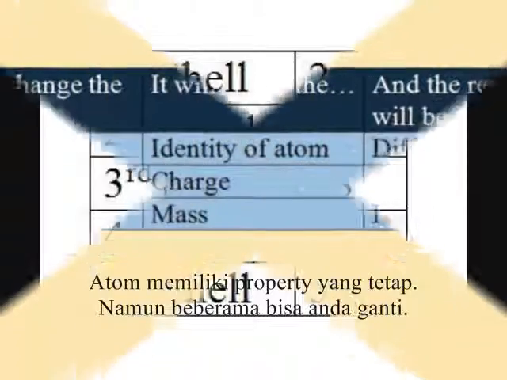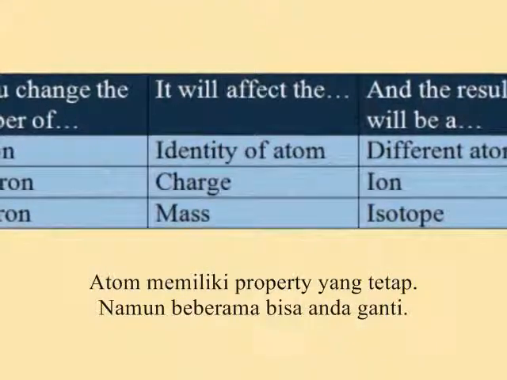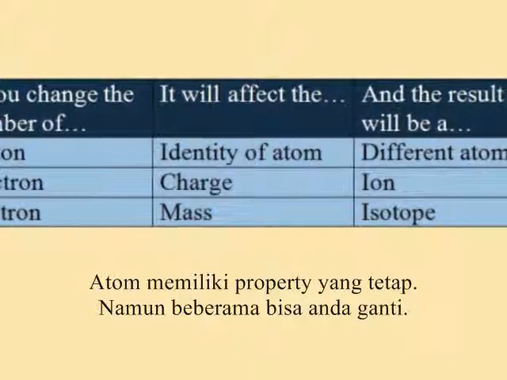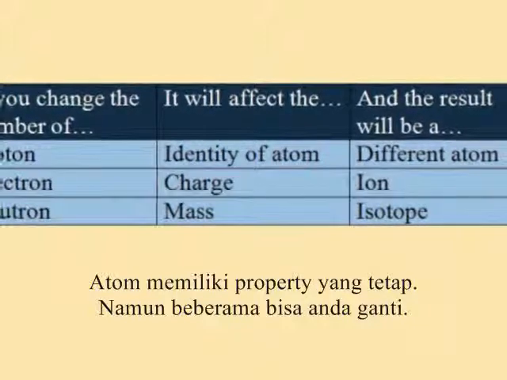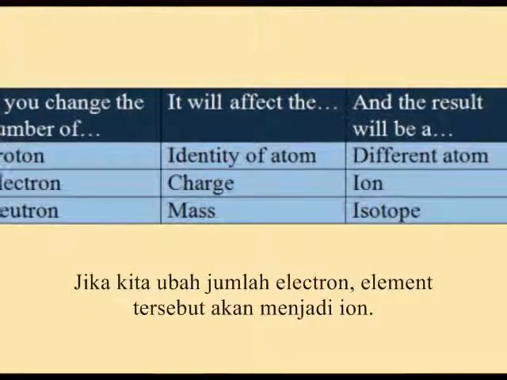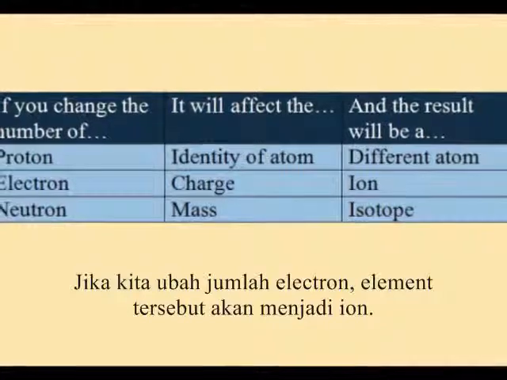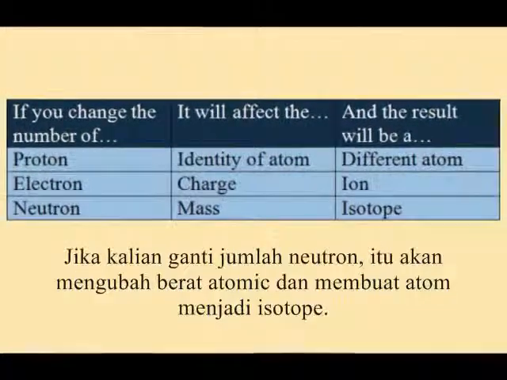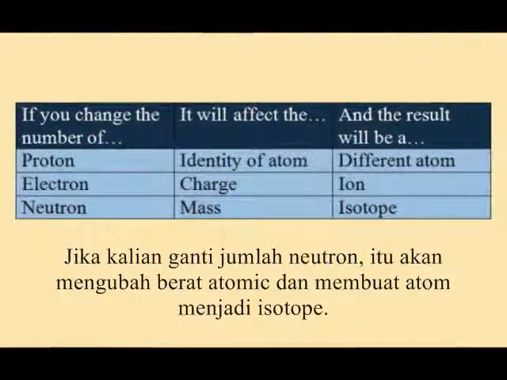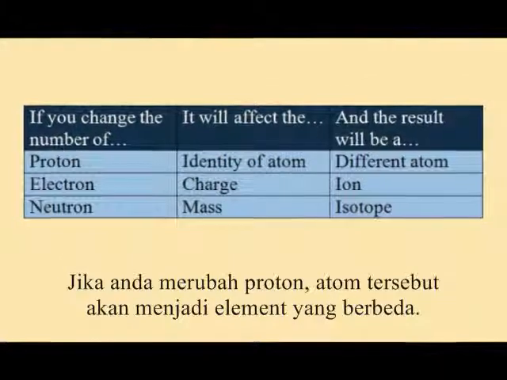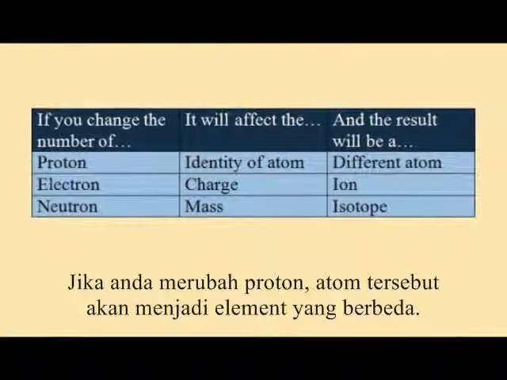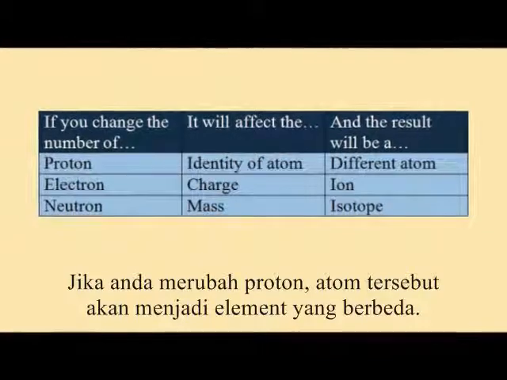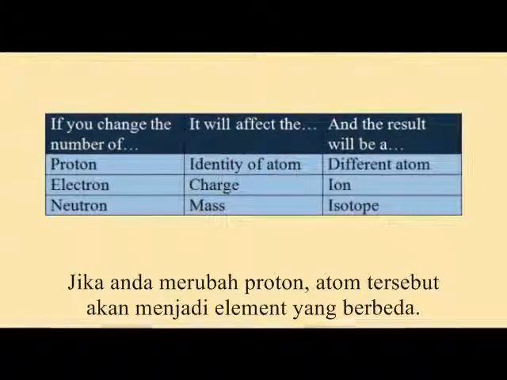Now, the atom of an element will have specific properties. Some you can change, some you cannot. If we change the electron number, it will affect the charge and cause the element to become an ion. If we change the number of neutrons, it will affect the mass number and change the atomic weight. However, if we change the proton, it's impossible. If it has a different proton, it must be a different element.